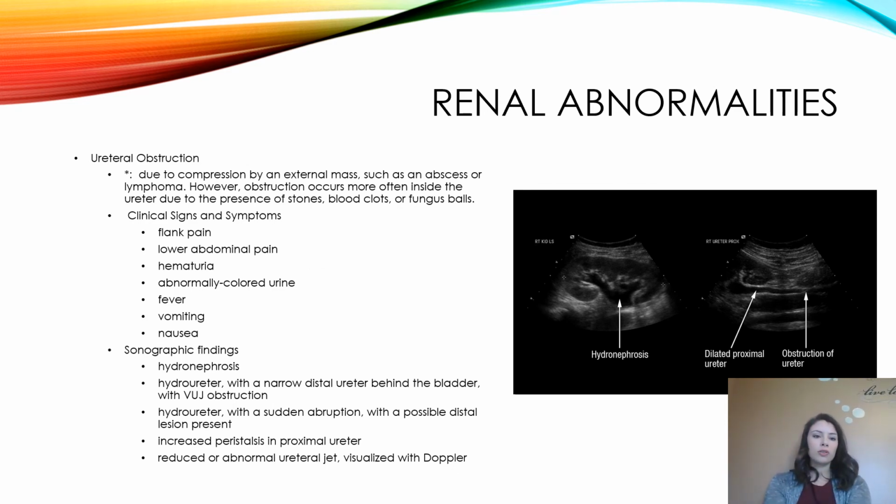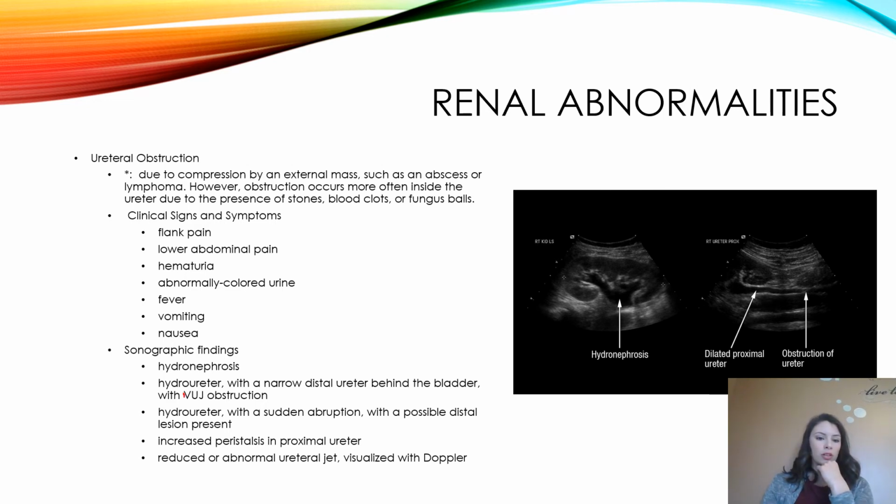Ureteral obstruction. This is due to compression by an external mass, such as an abscess or lymphoma. However, obstruction occurs more often inside the ureter due to presence of stones, blood clots, or fungus. Some clinical signs and symptoms are flank pain, lower abdominal pain, hematuria, abnormally colored urine, fever, vomiting, or nausea. Some sonographic findings: there's hydronephrosis, a hydroureter with a narrow distal ureter behind the bladder, and that's a UVJ obstruction.